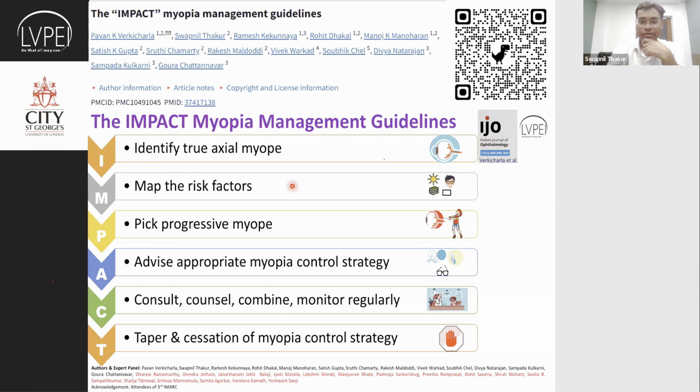Followed by identifying true axial myopia, we want to assess the risk factors. And at this step itself, we want to do a peripheral refraction. If someone has relative peripheral hyperopia, we should consider that individual might have a risk of myopia progression or myopia onset. In the third step, it's pick progressive myopia, advise appropriate myopia control strategy.